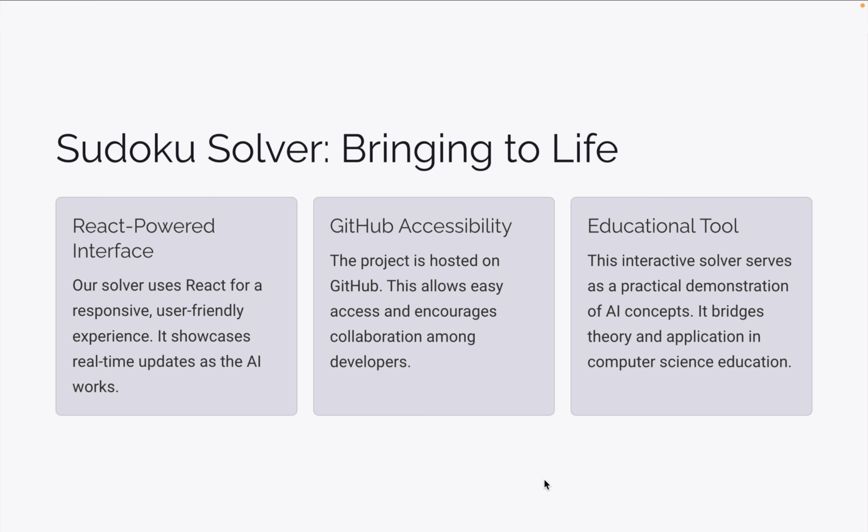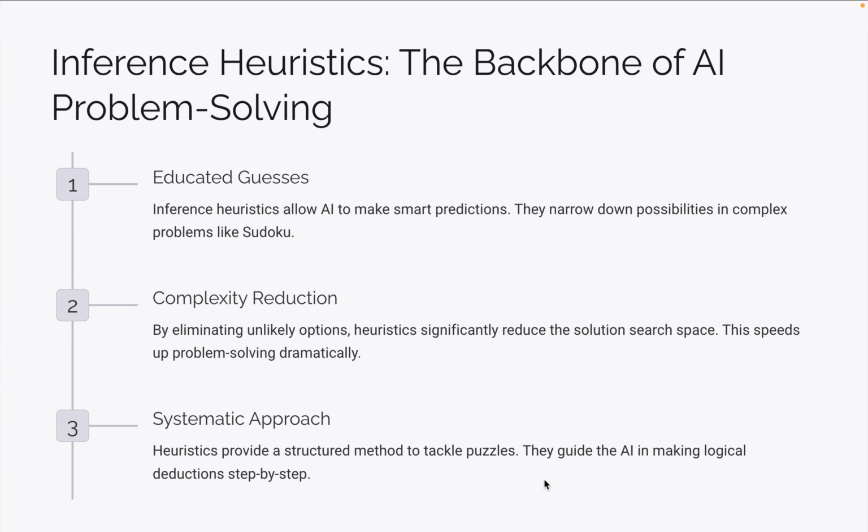In this video, I will be presenting an inference Sudoku solver that demonstrates various inference heuristics. This project is built using React, HTML, CSS and JavaScript, and is hosted on GitHub for easy access. We will be exploring how these heuristics help improve problem solving efficiency, particularly in constraint satisfaction problems like Sudoku.